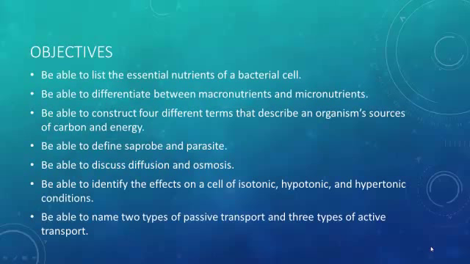The learning objectives for this topic are to be able to list the essential nutrients of a bacterial cell, be able to differentiate between macronutrients and micronutrients, be able to construct 4 different terms that describe an organism's sources of carbon and energy, be able to define saprobe and parasite, be able to discuss diffusion and osmosis, be able to identify the effects on a cell of isotonic, hypotonic, and hypertonic conditions, and be able to name 2 types of passive transport and 3 types of active transport.